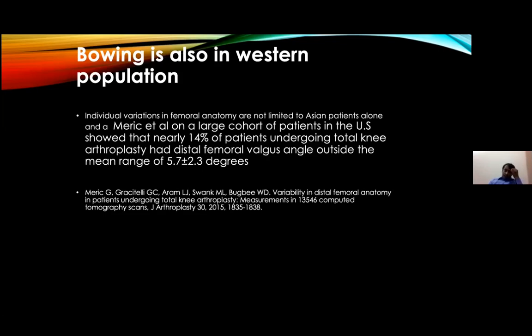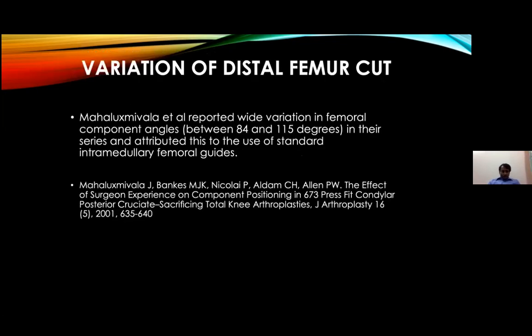How they came to know is that they assessed the CT scans of all these patients. And in around 14% of those patients, the femur was also bowed. So the variation in the distal femoral cut is between 84 and 115 degrees. That means there is so much variation.